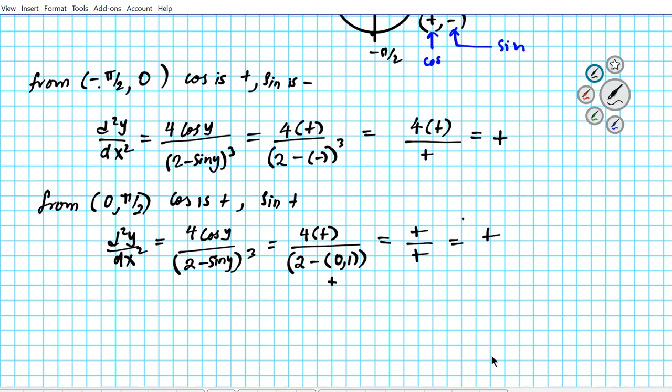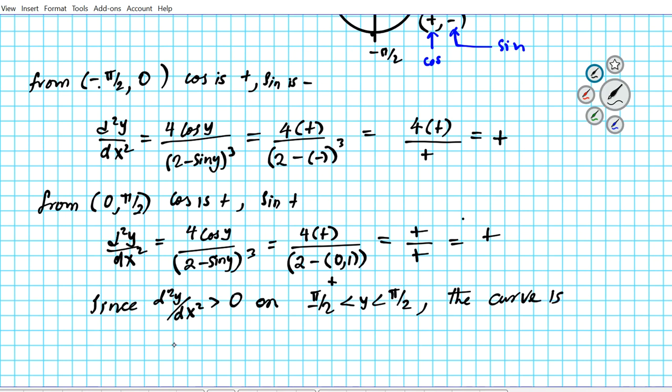Okay, so what does that tell us? What conclusion can we draw from it? Well, since the second derivative, d squared y over dx squared, is greater than 0 on negative pi over 2 less than y less than pi over 2, the curve is what? What's the concavity? The curve is concave up. We talked about this before. If the second derivative is positive, the curve is going to be concave up. So there goes the answer to 4C.